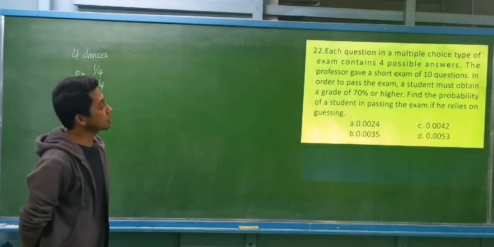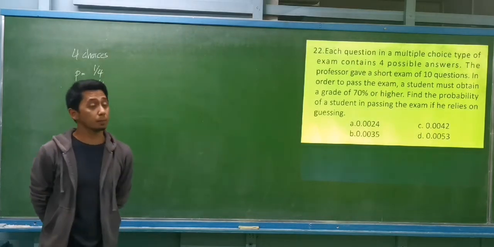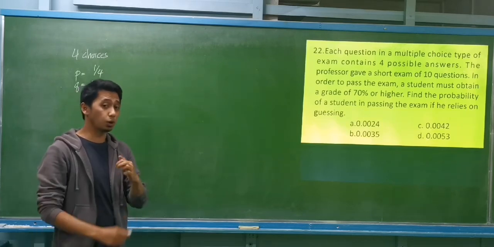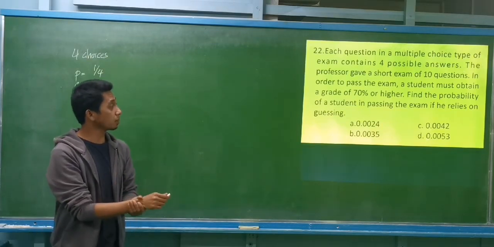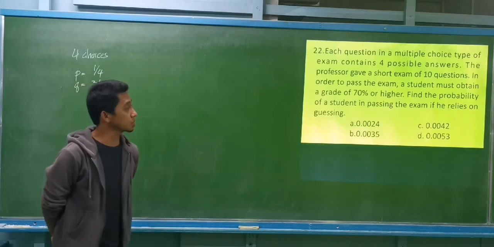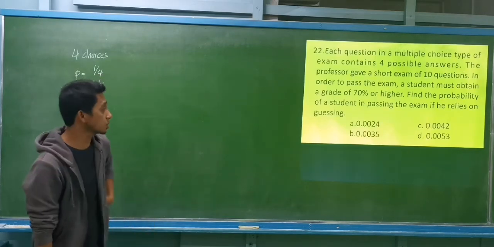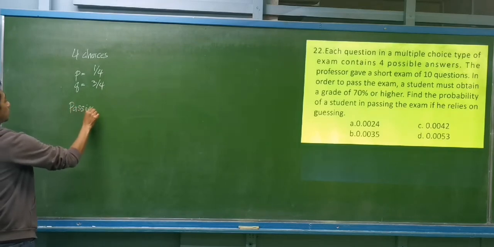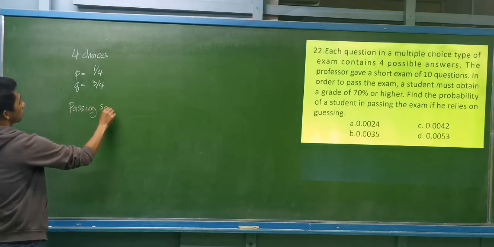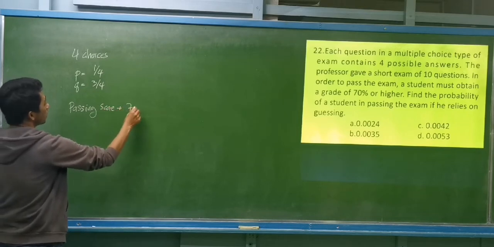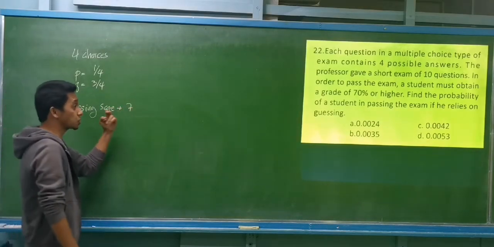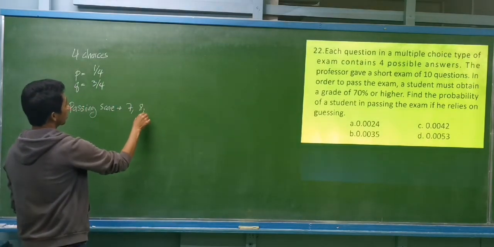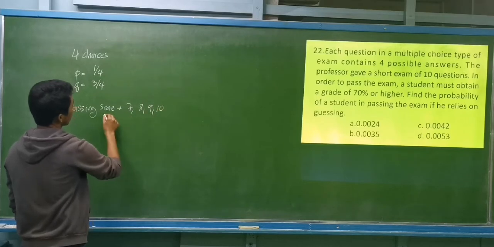So the professor gave a short exam of 10 questions. In order to pass the exam, a student must obtain a grade of 70% or higher. So find the probability of a student passing the exam if he relies on guessing. So ano ba yung passing grade? Yung passing score nito, hindi naman sinabi na 7 lang. Ang sabi niya is 7 or higher. So consider natin yung 7, yung 8, yung 9, at saka 10.